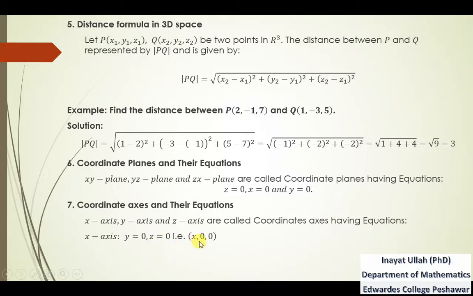So along the x-axis y is 0, z is 0. We can write a point on the x-axis in which x is x and y is 0 and z is 0. This point lies on the x-axis. Similarly on the y-axis, x is 0, z is 0, so the point on the y-axis may be written as x is 0, y is y, and z is 0. Similarly, the point on the z-axis is x is 0, y is 0, and z is equal to z, any number. So x is 0, y is 0, and z is equal to z is the point on the z-axis.